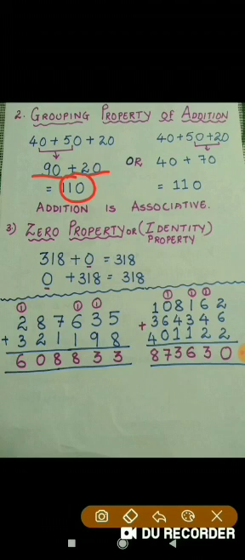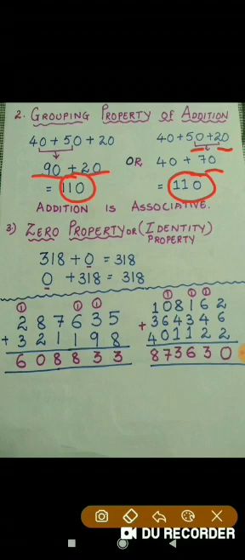In the next way, we will regroup the numbers, and now we will add 50 and 20. So we will get the sum 70. When we add 40 to 70, again the final answer is 110. It implies that if we add 3 or more than 3 numbers in any grouping, the sum will remain the same. Thus, we can say that addition is associative.